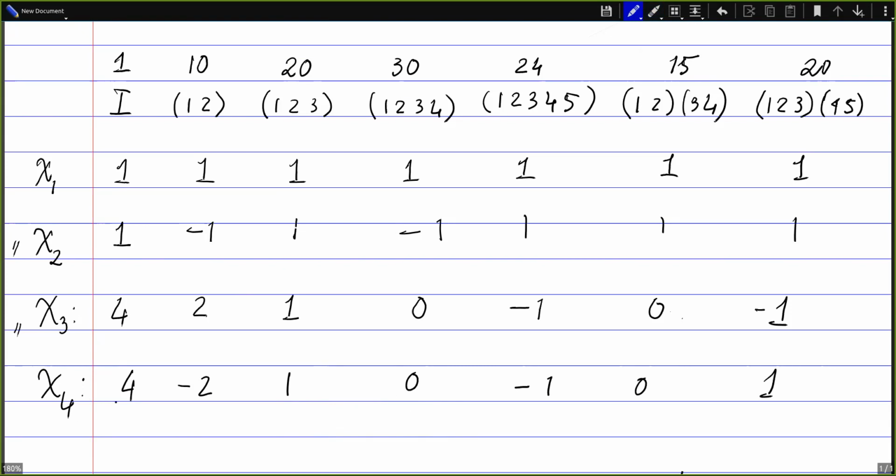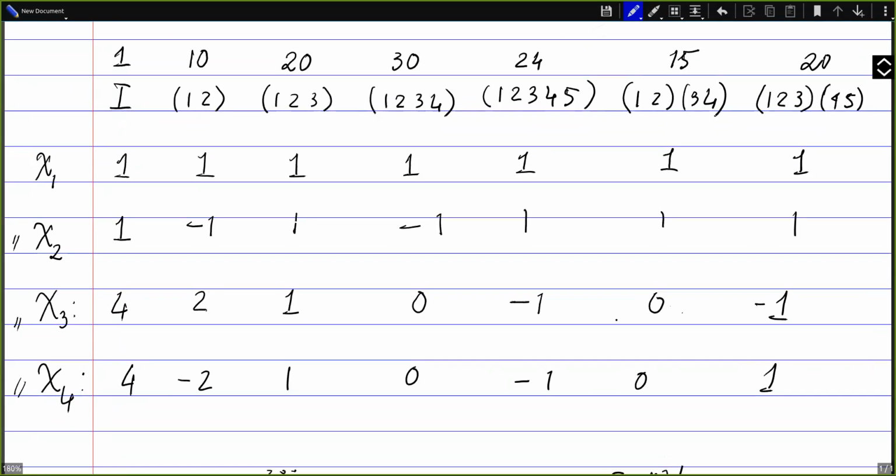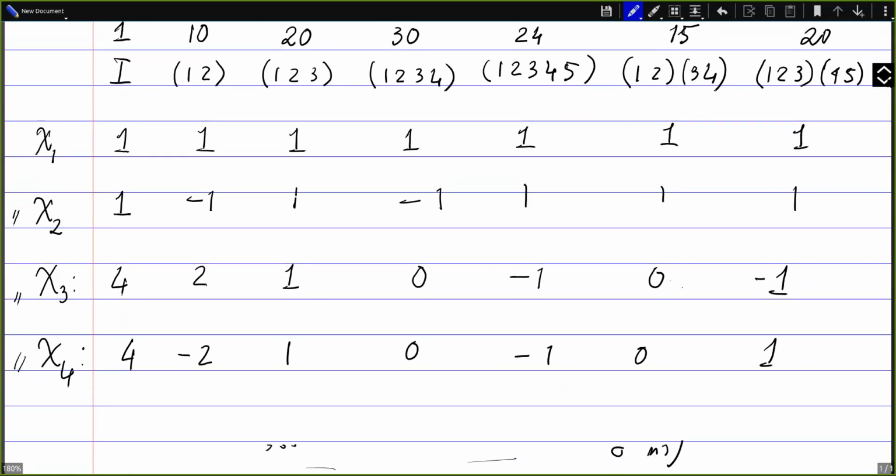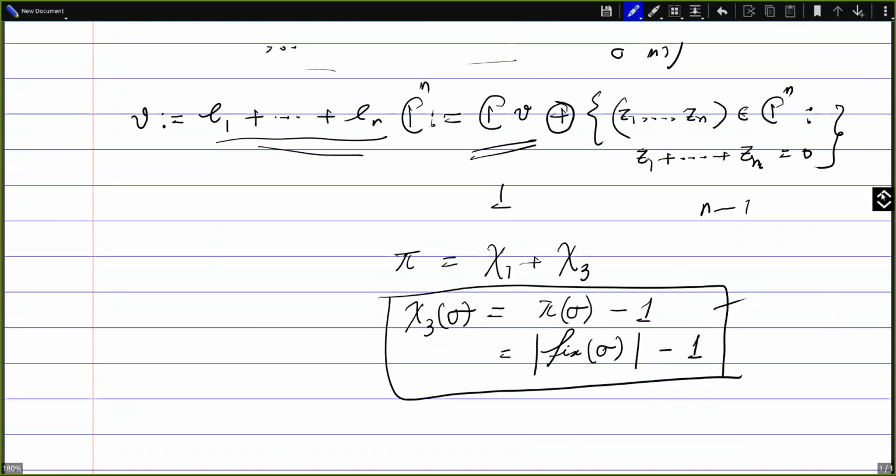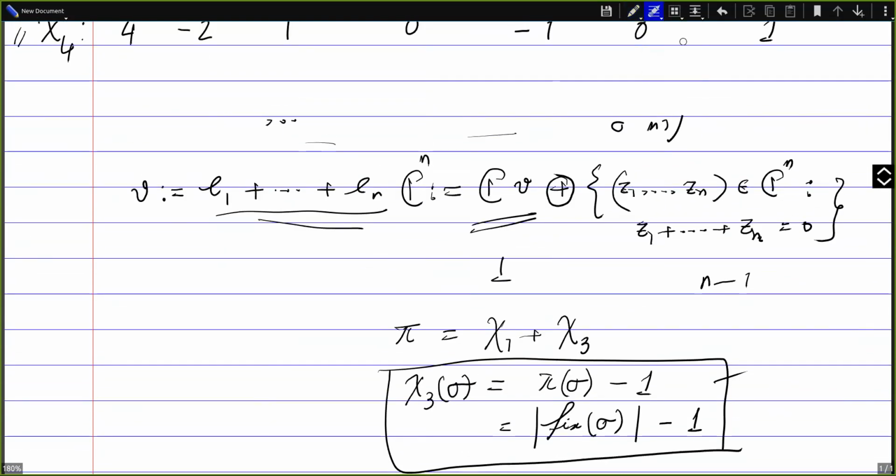So this is another irreducible character which is different from the previous ones. So thus we have 4 irreducible characters. We now have to find 3 more characters. All right, so how to find the last 3 characters?